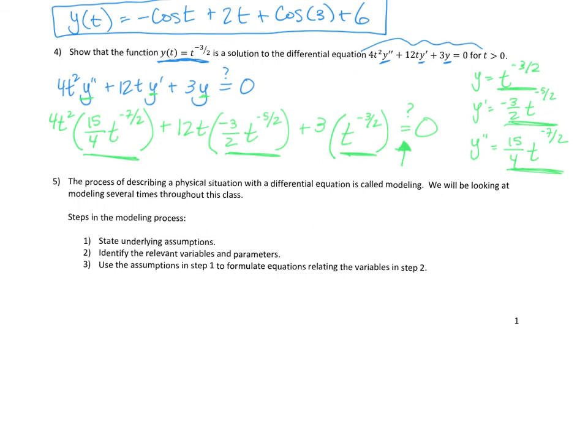Okay, so next topic is the process of describing a physical situation with a differential equation is called modeling. We'll be looking at modeling several times throughout this class, but the general steps are: state your underlying assumptions, identify any relevant variables or parameters, and use the assumptions in step 1 to formulate equations that relate the variables in step 2.